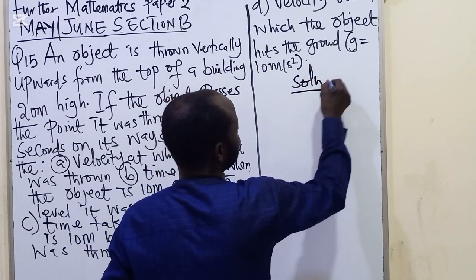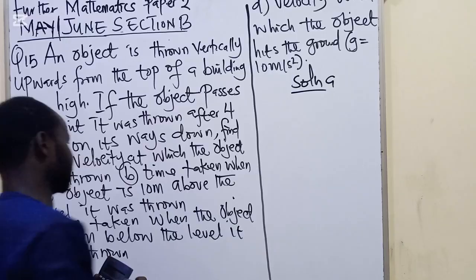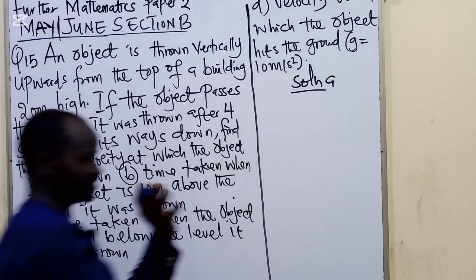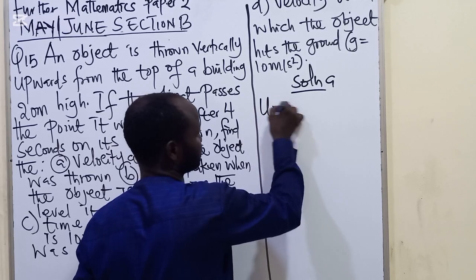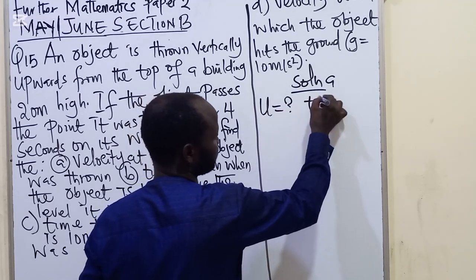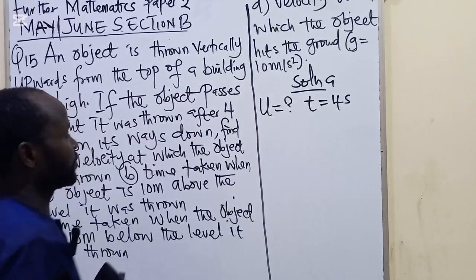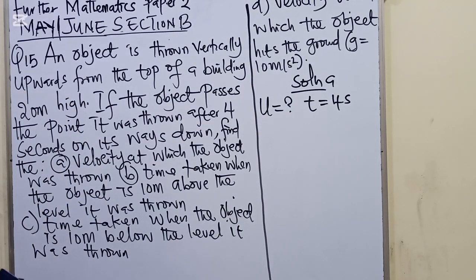To A now, we are looking for velocity. The velocity at which the object was thrown, that's the initial velocity. Our initial velocity u is question mark. T, which is the time, is 4 seconds. When the question says velocity at which the object was thrown.